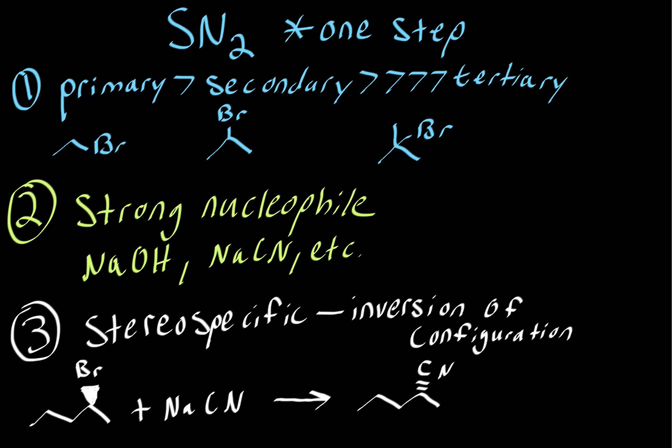So what do I mean by one step? Well, one step means that the nucleophile attacks the carbon that bears the leaving group, and the leaving group leaves at the same time. So these things are happening simultaneously. The nucleophile attacks and the leaving group is leaving at the same time. They are concerted, you could say.